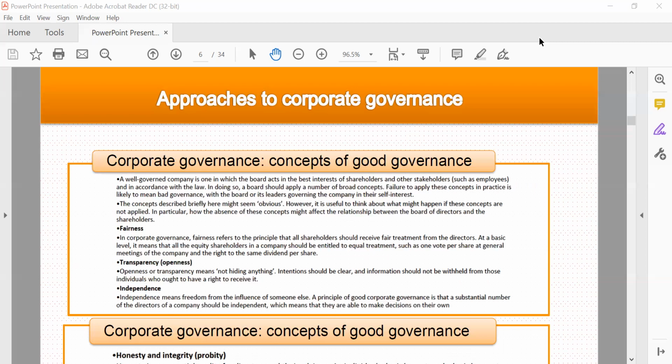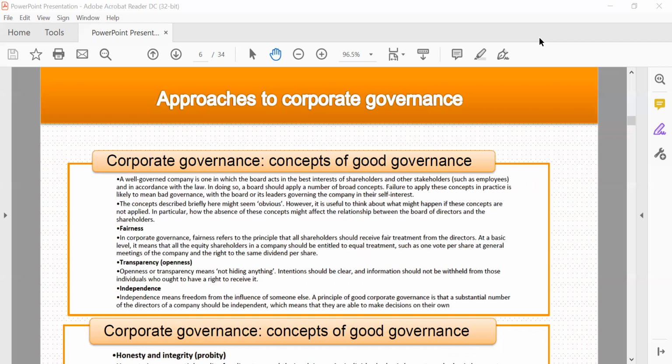Failure to apply these concepts in practice is likely to lead to bad governance, right? Because what we are trying to resolve here is the issue of conflict of interest. Is the board acting in their own interests or in the interest of the shareholders? That's what we are trying to resolve. So if you see, good governance is selfless governance. The board or the directors or the management are acting not in their own interests, but in the interests of the shareholders or the owners.